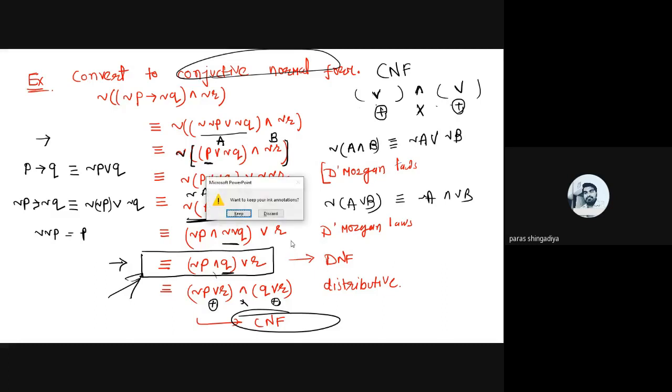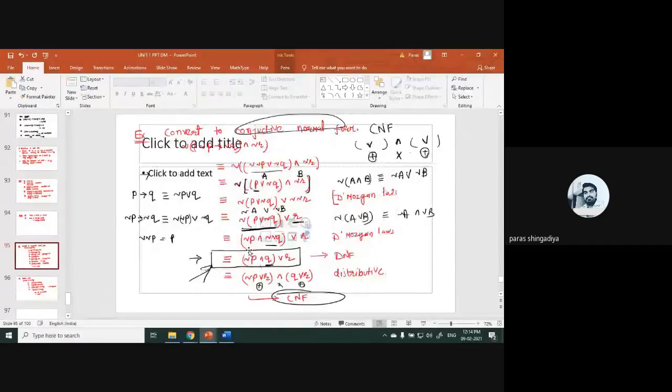Is it clear to all? Have you any query, any doubt? We'll discuss some more examples, and again we'll discuss this example in the next lecture.